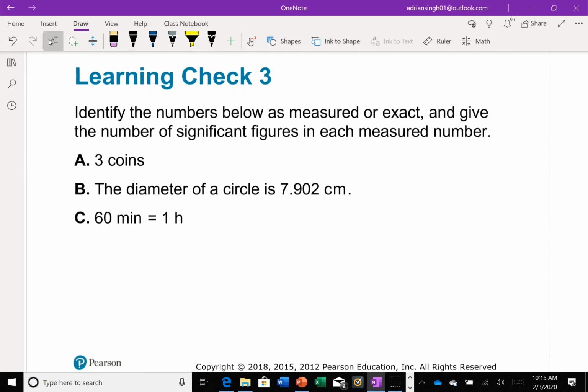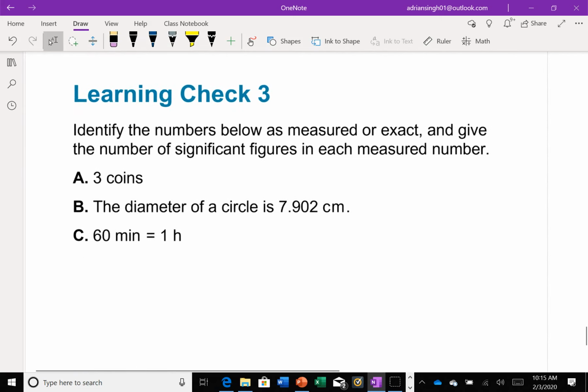All right, let's take a look at the following. We're going to first of all identify them as exact or measured, and then if they are measured numbers, how many sig figs are in it. 3 coins, measured or exact? Look, in my pocket I have 3 coins. That's exact, right? I can count those coins. So unlimited sig figs for that one.